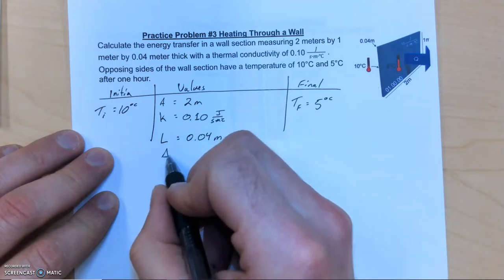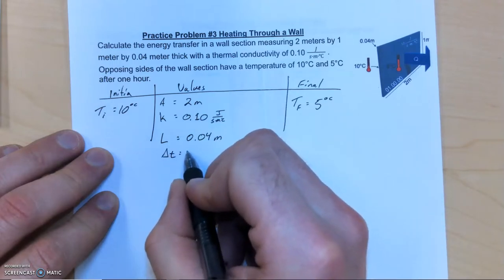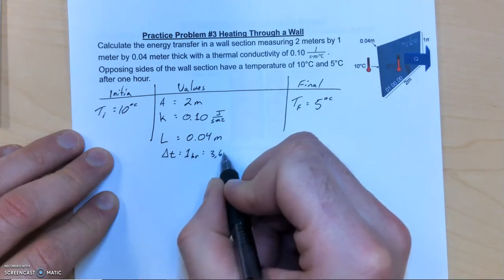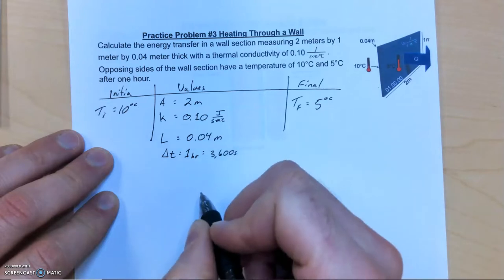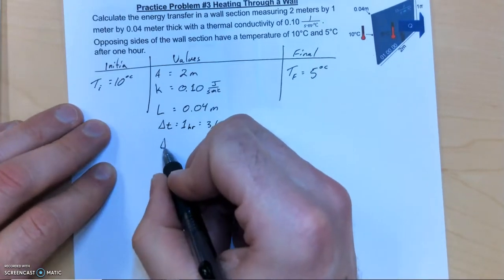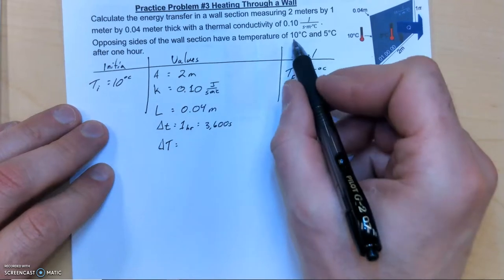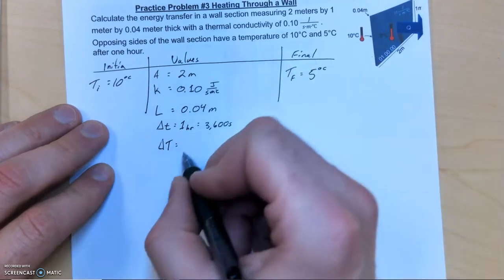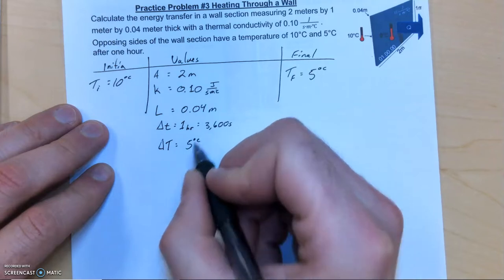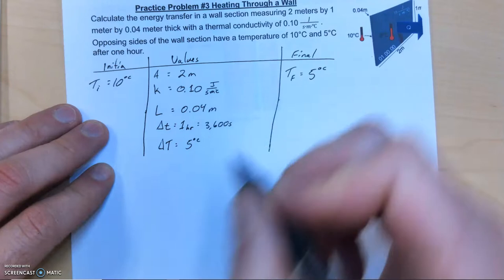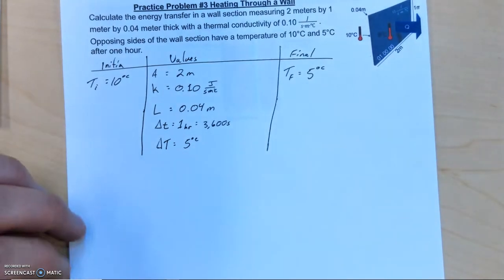And we know the change in time. That's 1 hour, and that's equal to 3,600 seconds. And we also know that there's a change in temperature. That's 10 degrees Celsius minus 5 degrees Celsius, which is going to give us a total difference of 5 degrees Celsius. I think that's about all we know.